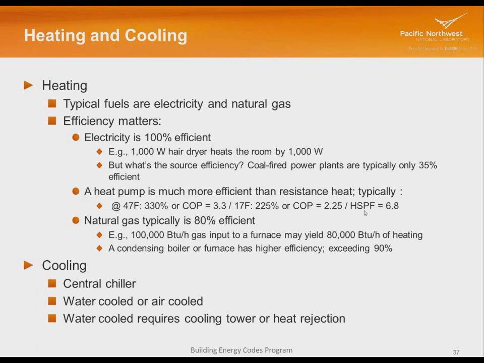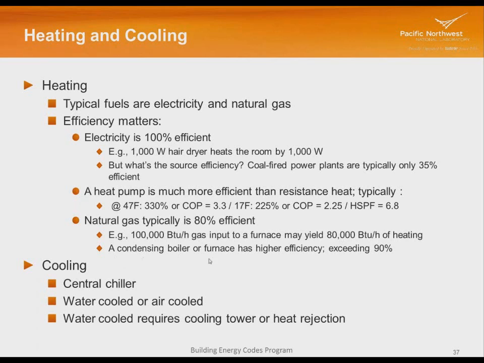HSPF is a number that combines both of those, and then we throw in the multiplier for electricity there. So it has both seasonal components and a conversion factor. But again, the higher that number, the better, right? Natural gas, typically 80% efficient, might be 82. Just your straight up furnace or boiler is going to be down in this range. That means, for instance, that I might be putting in 100,000 BTU, or a therm, of gas, and I get out 80,000 BTUs per hour of heating into the building, into the system.